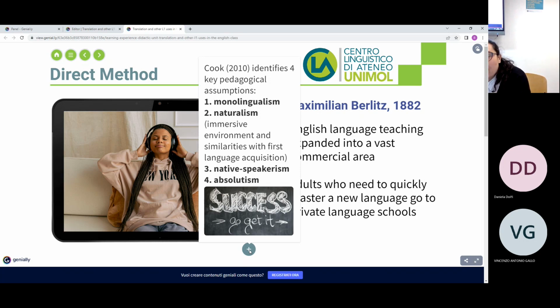We've already talked about it. Native speakerism. Only the native speaker could be a good model, so only native speakers could be teachers. And that was quite normal.